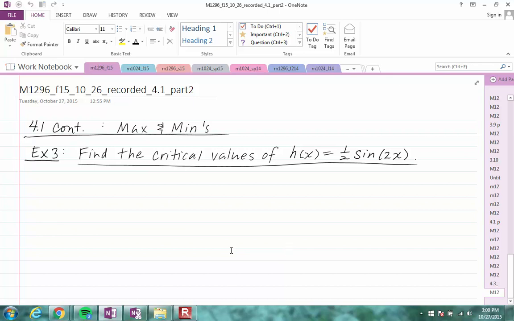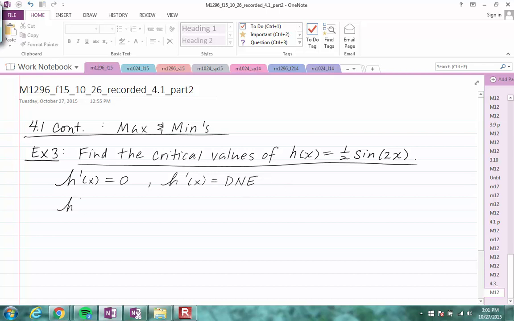So starting out with the basics here, to find the critical values of a function, all we need to do is take the derivative, set it equal to 0, and solve for x. Most of the time that's all we have to do, but we also do need to check where the derivative does not exist. So it doesn't come up a lot. Usually for you guys it's just going to be division by 0 that you have to look out for.